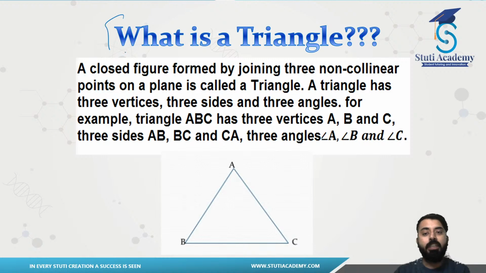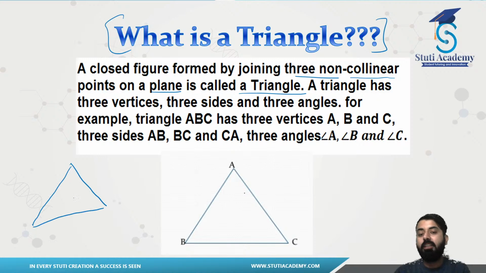So what is a triangle? It is a very easy thing, you guys already remember. A closed figure formed by joining 3 non-collinear points on a plane is a triangle. In simple language, if you have 3 distinct points such that none of these 3 points are lying on the same line, that means these points are non-collinear. If you join these 3 points with 3 different lines, this figure right here, this will be a triangle.